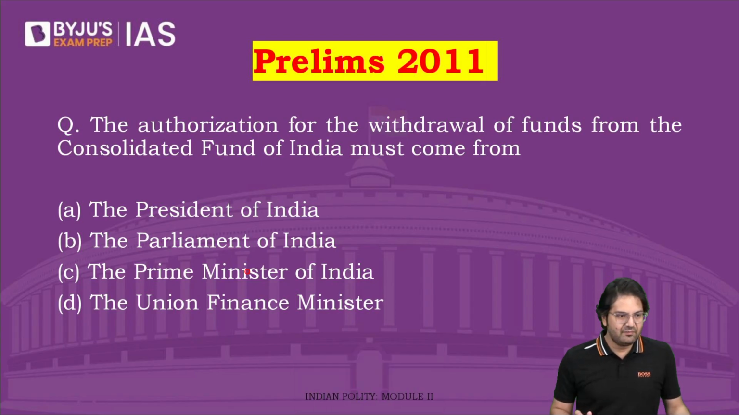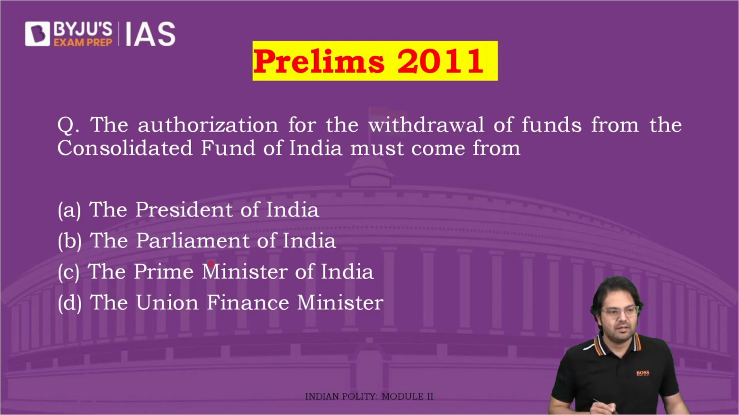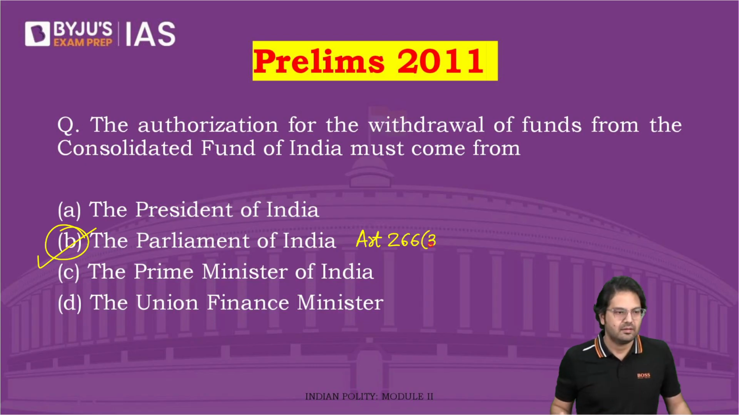Okay, a lot of you got this correct. We just explained this: the authorization for the withdrawal of money from a CFI must come from which person or which group? The Parliament of India. Which article is this? Article 266, clause 3.